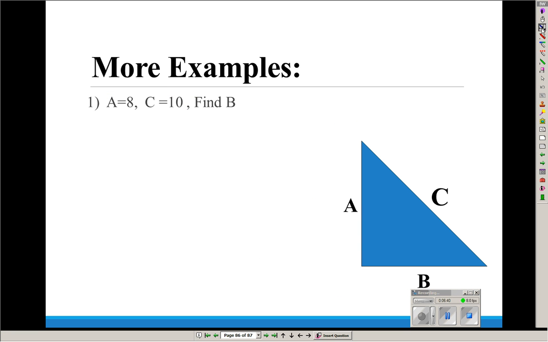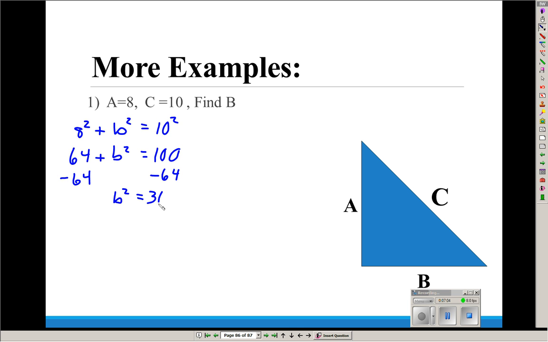So here's a few more. A squared plus B squared equals C squared. Looking for B this time. That's 64 plus B squared is 100. Subtract 64. B squared is 36. Square root each side, and B is 6.